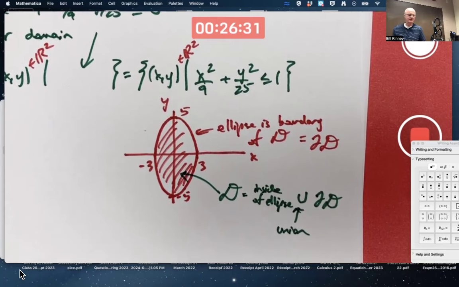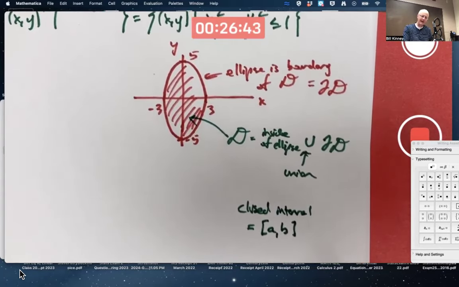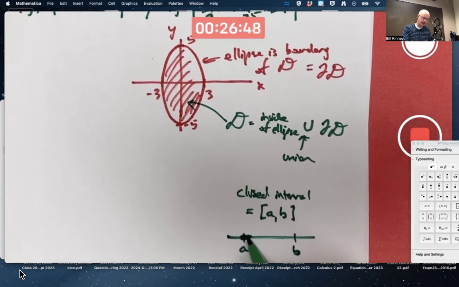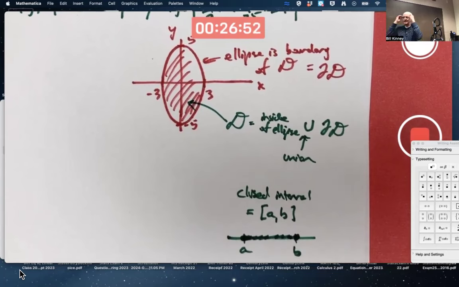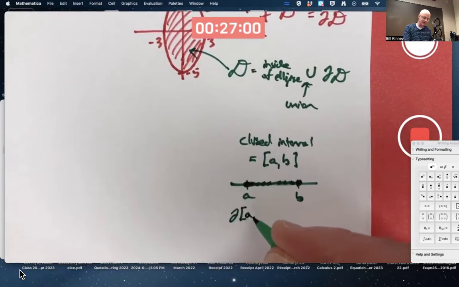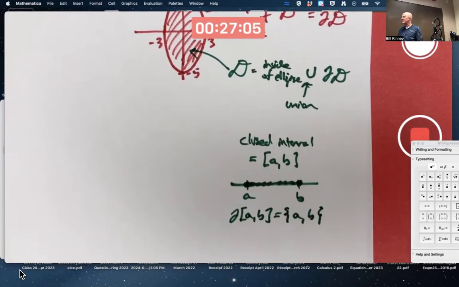You remember closed intervals? A closed interval is an interval written like that; on a number line, it's all the numbers between A and B, including the endpoints. You might think of the endpoints as being the boundary of the interval. Maybe we could even write the boundary of this as the two-element set A, B. And we call it closed because it contains those endpoints. If it did not contain the endpoints, we'd call it open, an open interval. It's kind of like the boundary, those endpoints kind of close off the interval. Nothing past them is in it.